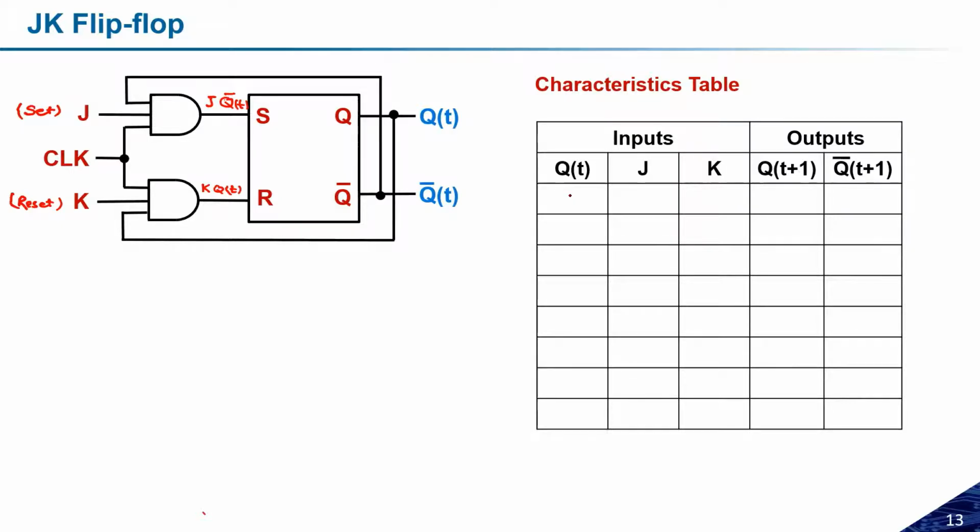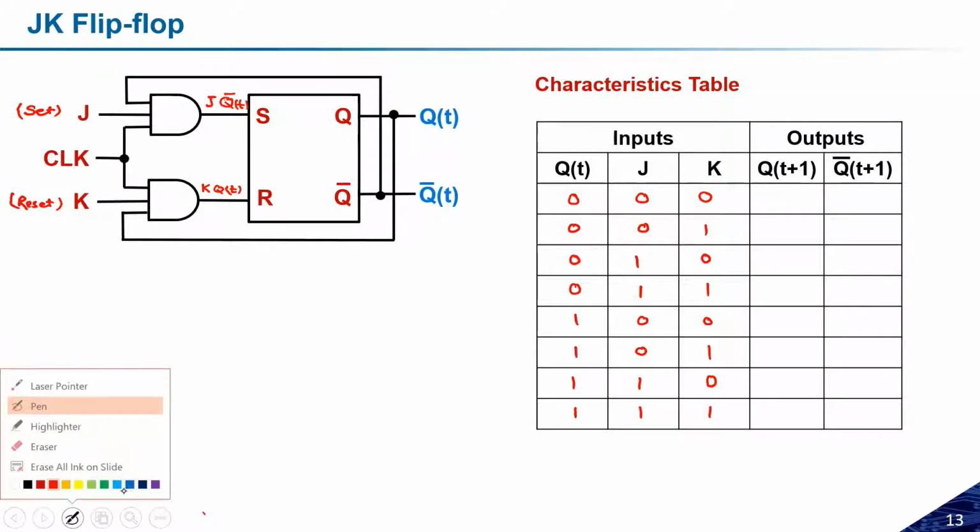We can have 8 possibilities with these 3 input variables: 0 0 0, 0 0 1, 0 1 0, 0 1 1, 1 0 0, 1 0 1, 1 1 0, and 1 1 1. So these are all the possibilities. Now let us see the output at each state. Let us consider the first state. What output will I get?